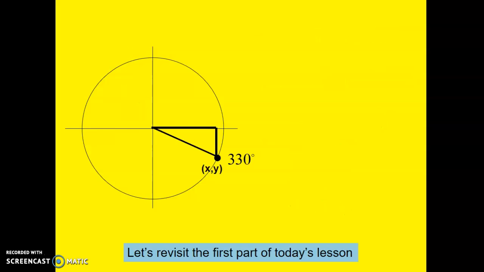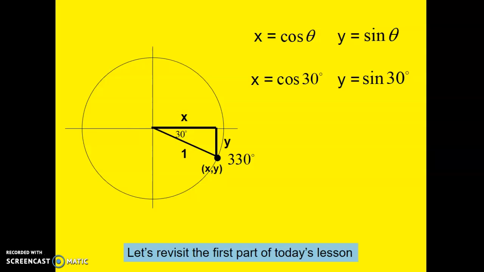We can do the same thing with 330, but we're going to put 30 in for our angle. So if we have x and y again, x is cosine, y is going to be sine. Replace the thetas with 30s. If you think about the 30, 60, 90 triangle chart, the cosine of 30 is root 3 over 2, and the sine of 30 is 1/2.